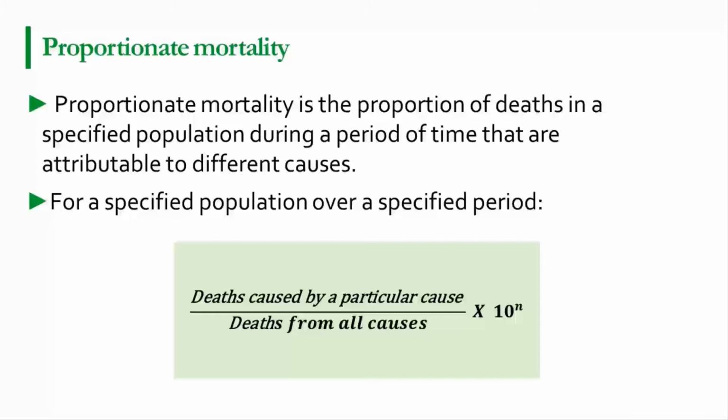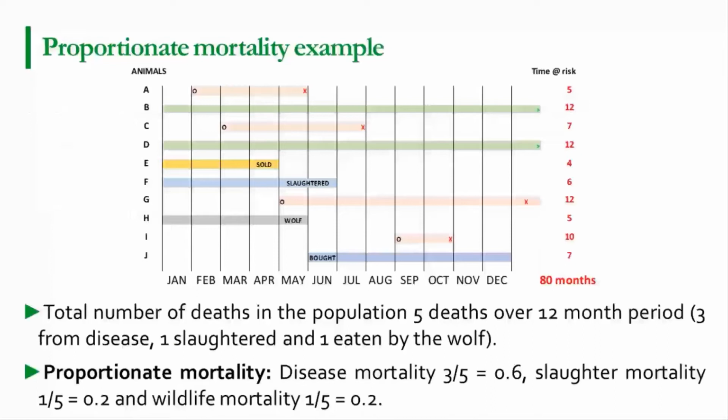If we sum up all the percentages for each of the specific death causes, we would end up with 100%. If we take the example, we see that we have in total 5 deaths over 12 months for the 10 sheep population. We have to split those deaths by category, and we say that 3 deaths have been caused specifically by the disease.